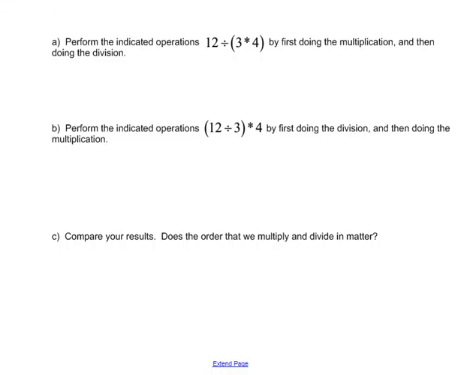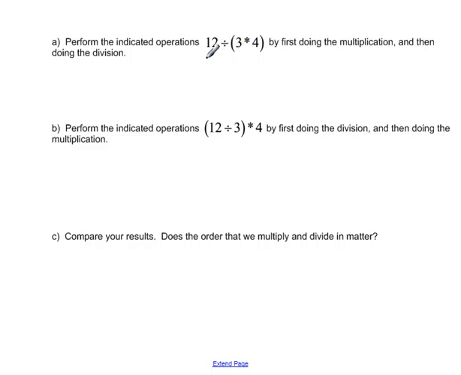Perform the indicated operations: 12 divided by the product of 3 and 4, by first doing the multiplication and then doing the division. So we can see in this problem we have these parentheses around the 3 and the 4. And so that tells us, some of you may know about the order of operations, these parentheses tell us do what's inside the parentheses first.